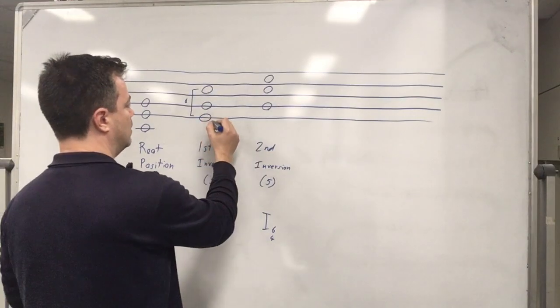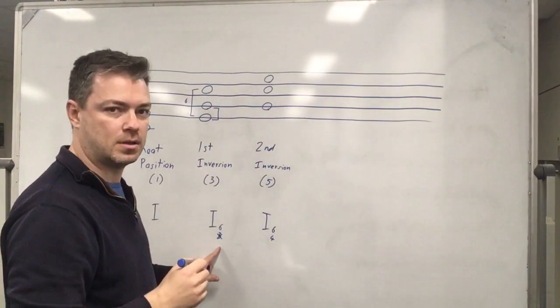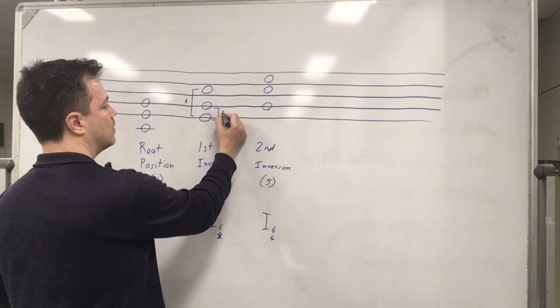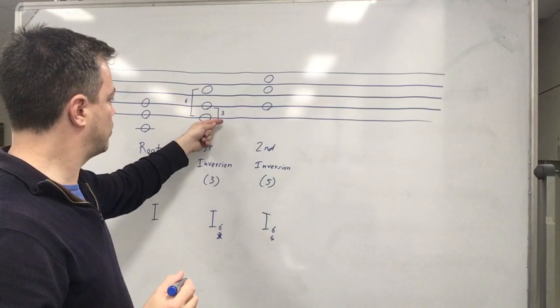And between the E and the G is, guess what? It's a third, which we had there. So that's where the numbers come from. Okay? So it's a 6, 3.